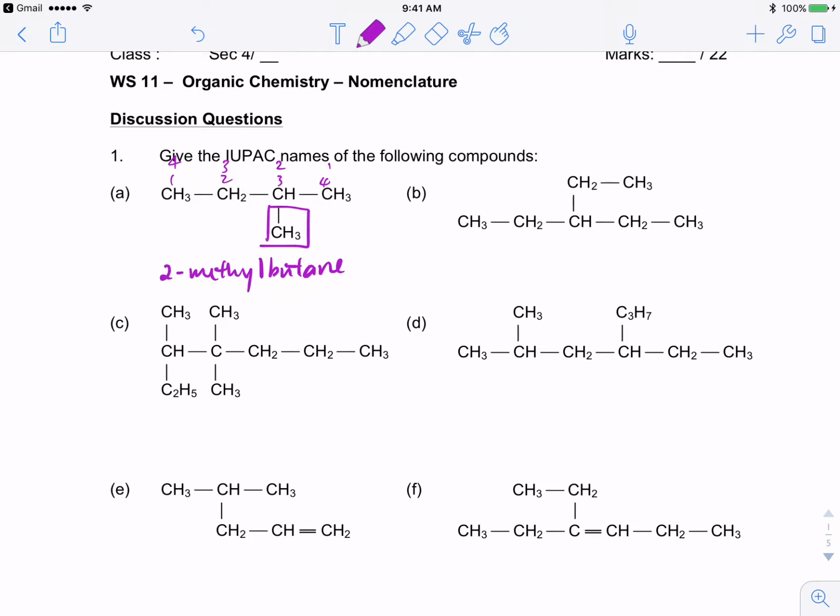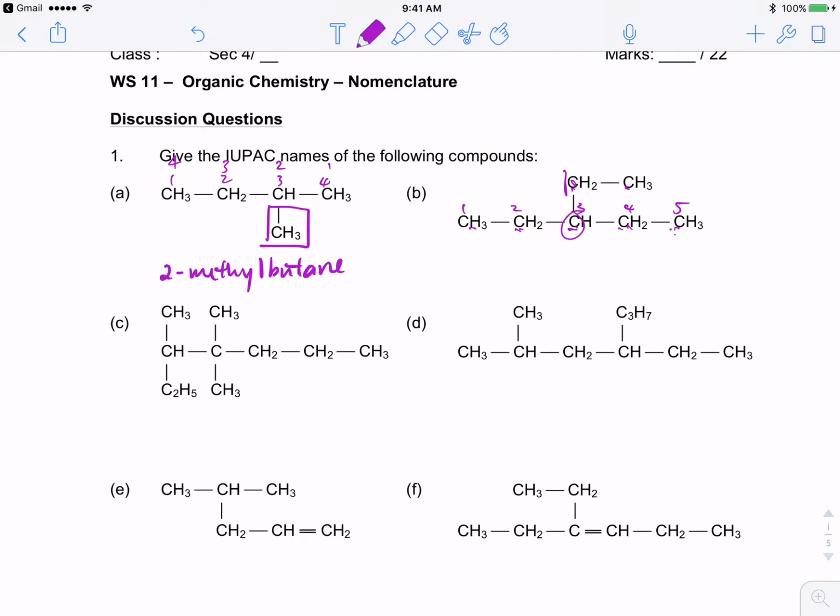For part B, the longest chain, let's see, 1, 2, 3, 4, 5. However I count it, I can only count it as 5. You will see that there's a CH2CH3 group attached to the third carbon.